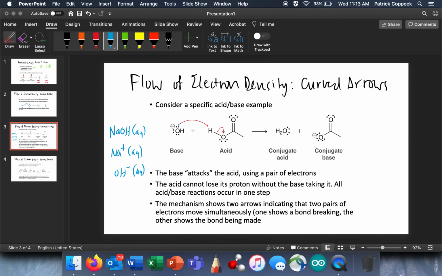So you've got your lone pair of electrons here. You know this is a base. You know this is an acid. This is acetic acid. So what happens is these electrons come and attack that proton always. Get used to it. Love it. It's going to really serve you well.